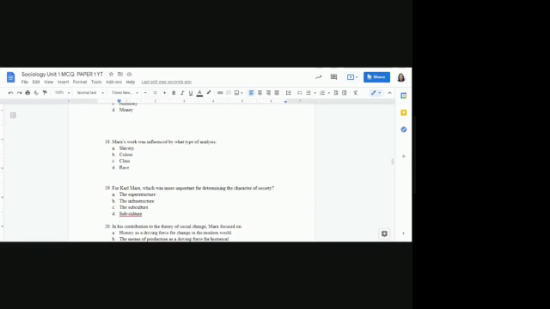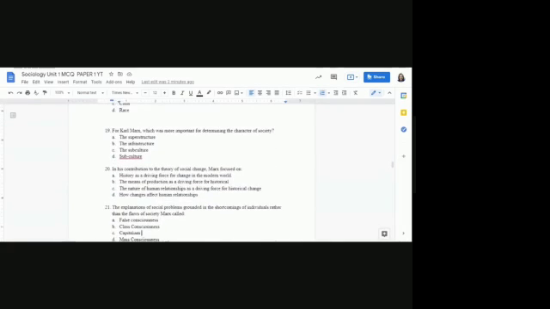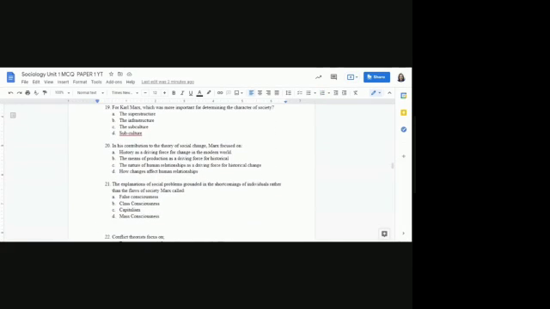For Karl Marx, which was more important for determining the character of society? A, the superstructure, B, infrastructure, C, subculture, or D, subculture? And the answer for this is B, the infrastructure. Moving on to question number 20.